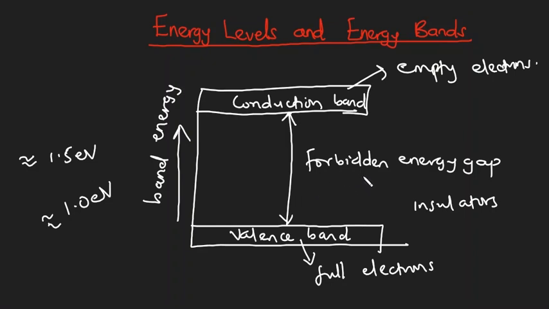So that's how to analyze the energy levels and the energy bands for metals, that is the conductors, the non-metals, that are the insulators, and the semiconductors, that are the semi-metals.